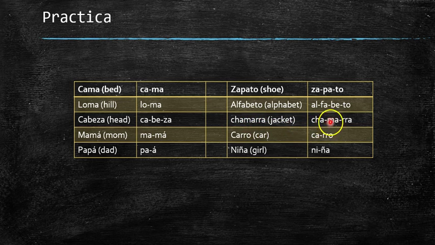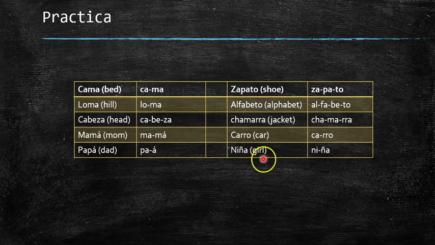So cha-ma-rra. Cha-ma-rra. The R pronunciation might be a little hard at the beginning, but keep practicing. It's very important because if you don't pronounce the R right, then it might lose its meaning when you use it in a different way. Okay, so keep practicing the double R. That would be great. And once again, cha-ma-rra. Okay, it's another double R. Carro. Carro.